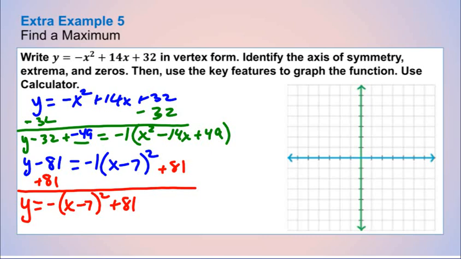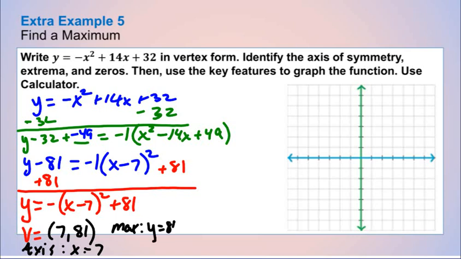So right now I know that my vertex is at (7, 81), and my axis of symmetry is at x equaling 7. And I have a maximum at y equaling 81. Now I need to find the zeros.